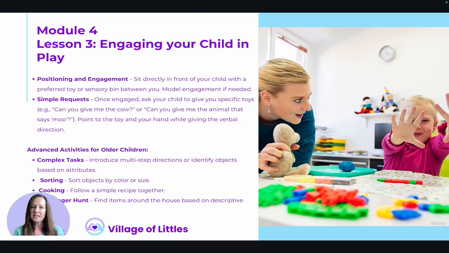If your child is hesitant or seems unsure, model the engagement yourself by playing with the toy or exploring the sensory bin. Modeling engagement is a powerful strategy, especially for younger children or those who might be hesitant to join in because they're not sure what to do. When you actively demonstrate how to play with a toy or explore a sensory bin, you provide a clear example for your child to follow.